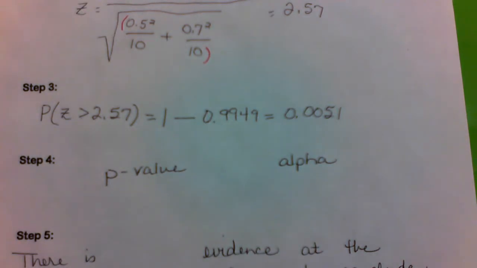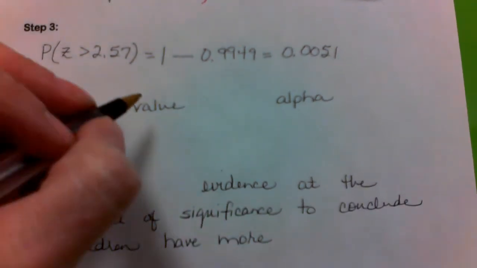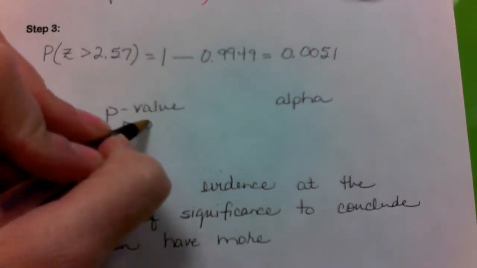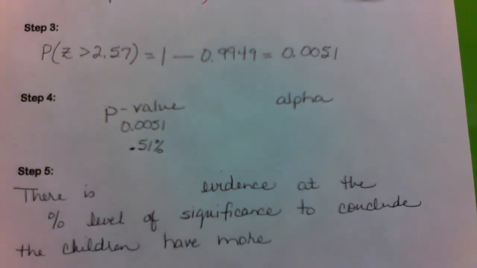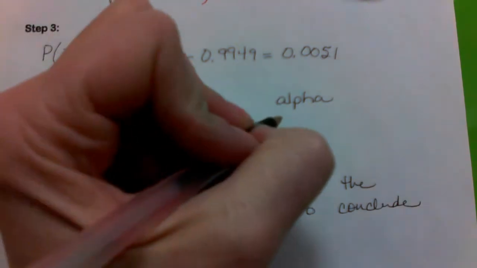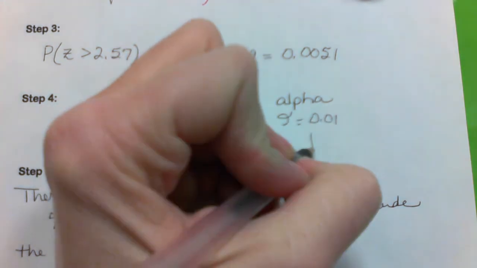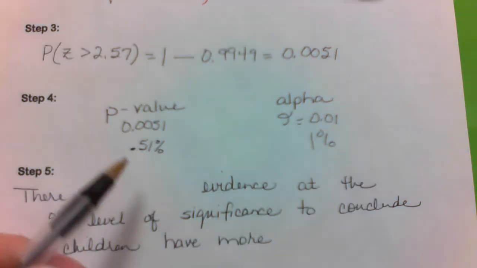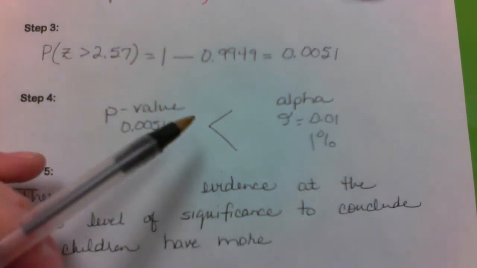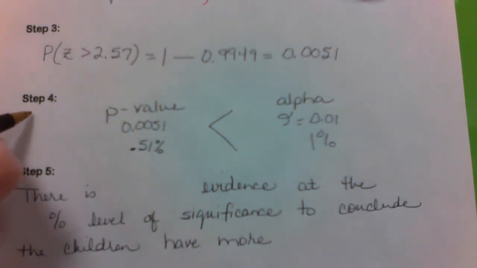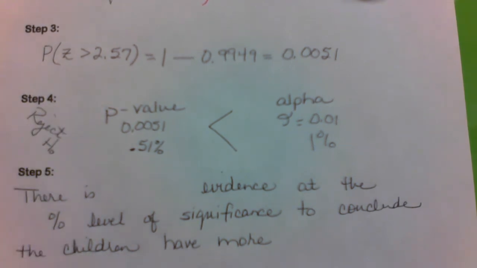So now what we're going to do is compare our p-value to alpha. The p-value is 0.0051, which would be 0.51%. And we're going to compare that to alpha, and the book tells us to use alpha of 0.01, which would be 1%. And 0.51% is less than 1%. So since it's less than, that tells me we will reject the null hypothesis.